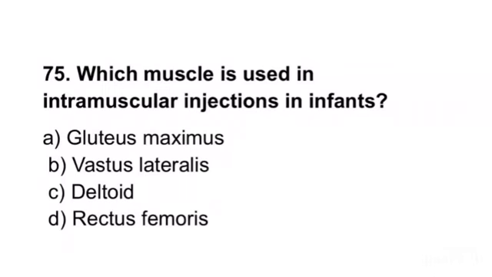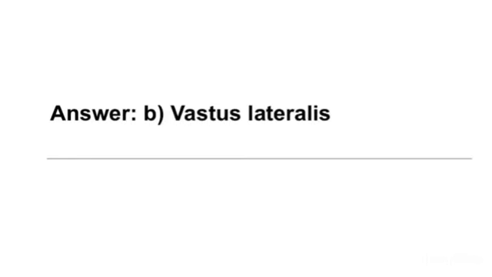75. Which muscle is used in intramuscular injections in infants? A. Gluteus maximus. B. Vastus lateralis. C. Deltoid. D. Rectus femoris. Answer, B. Vastus lateralis.